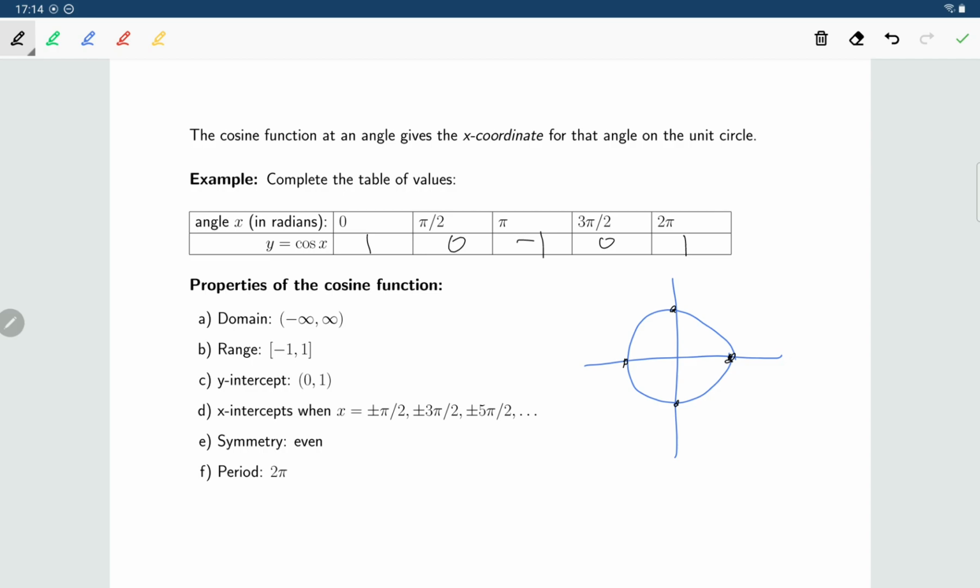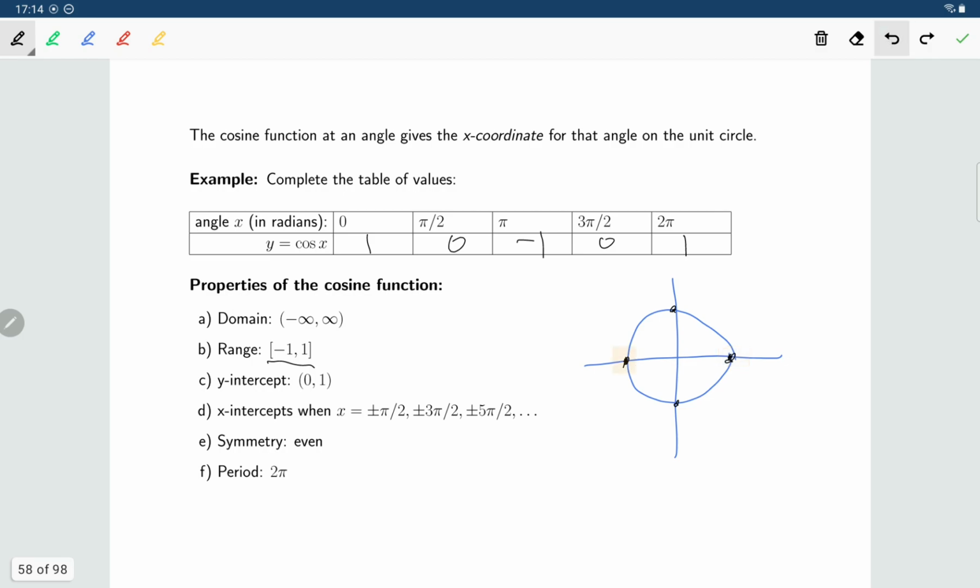And the properties we have: the domain is, again, all real numbers, because no matter which angle you're looking at, there will be an x-coordinate on the unit circle. So in other words, any angle can go into the cosine function just fine and give us an output. The range is from -1 to 1, because -1 is the smallest x value on the unit circle and 1 is the largest x value on the unit circle. And since cosine is the x value, cosine can't be any larger than 1 or smaller than -1.